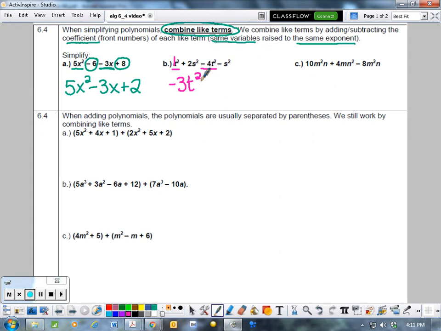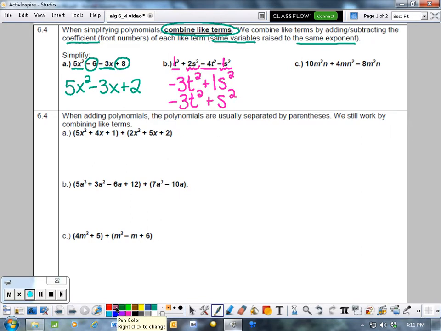And then we go to our s's. So 2s squared minus s squared, that's really a minus 1. So 2 minus 1 is 1. And I can write that as a 1s squared. Again, we don't have to write the 1. If you want, you can write this as negative 3t squared plus s squared, and you'll be fine. Okay, next one.